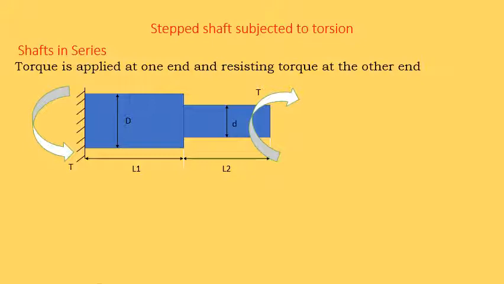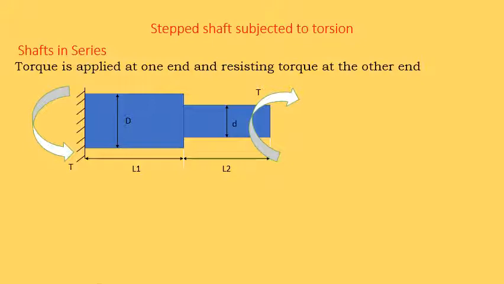Okay, so the free end of the shaft is subjected to a clockwise torque capital T. To balance this, there is a resisting torque acting at the support in the anti-clockwise direction. The length of the bigger portion of the shaft is L1, and the length of the smaller portion of the shaft is L2. In this figure, two shafts are said to be in series if the driving torque is applied at one end and the resisting torque at the other end.